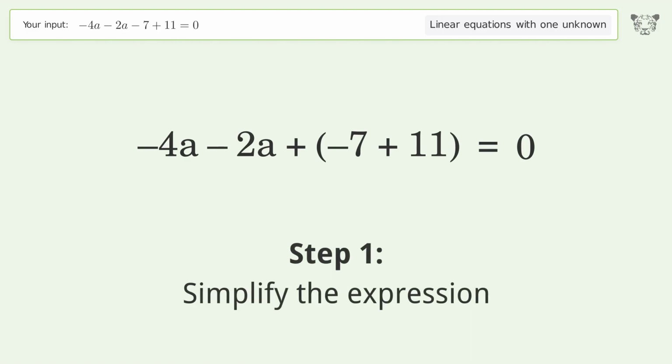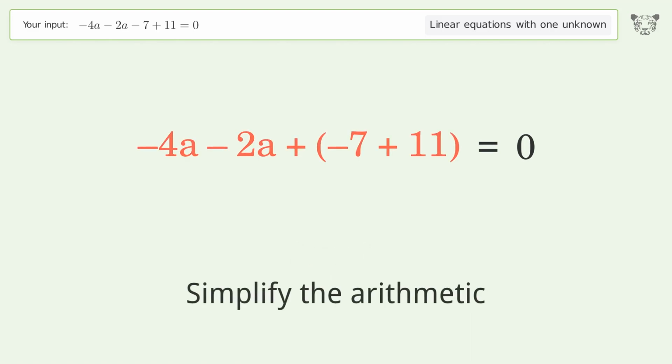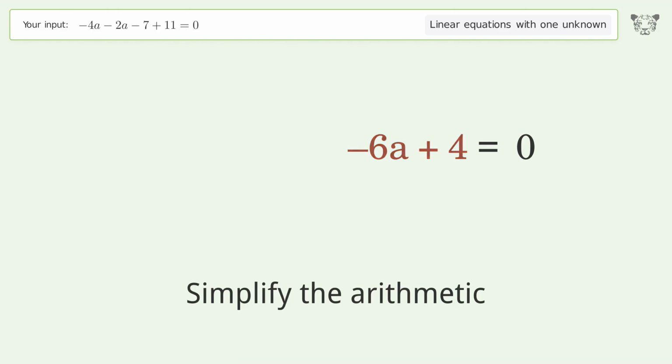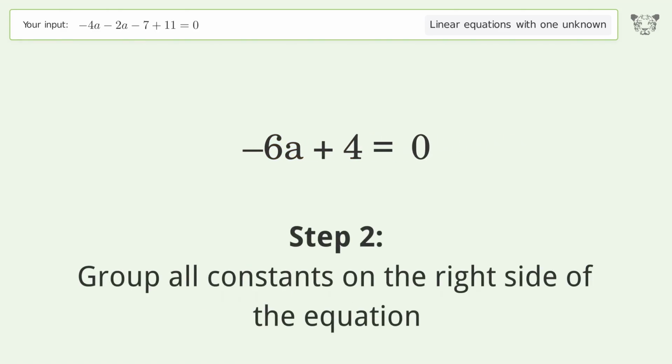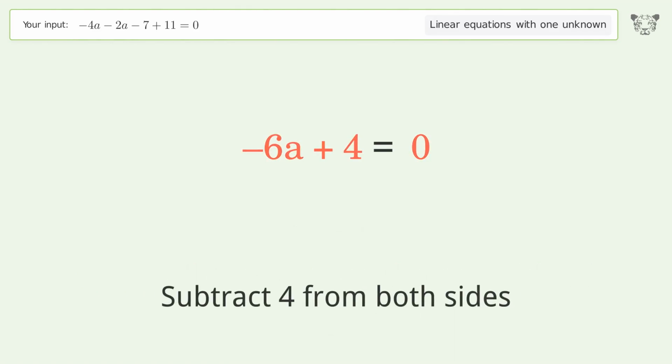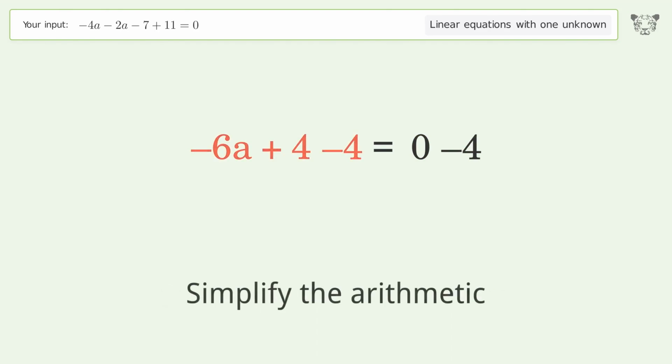Simplify the expression. Simplify the arithmetic. Group all constants on the right side of the equation. Subtract 4 from both sides. Simplify the arithmetic.